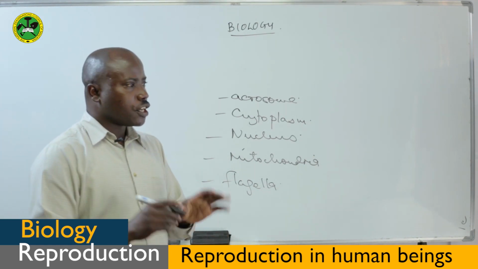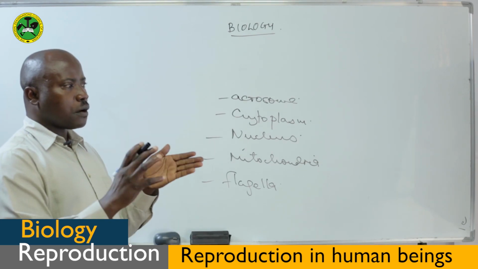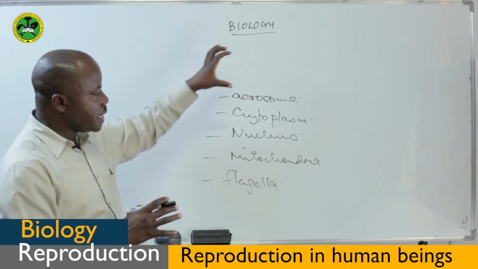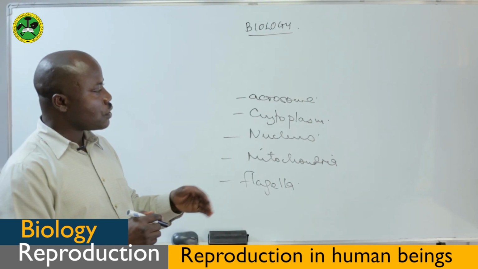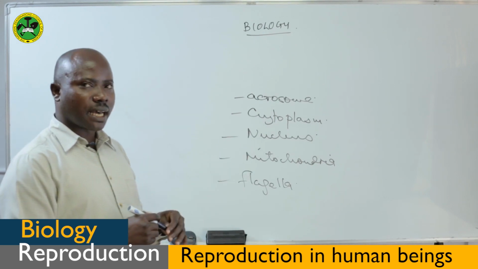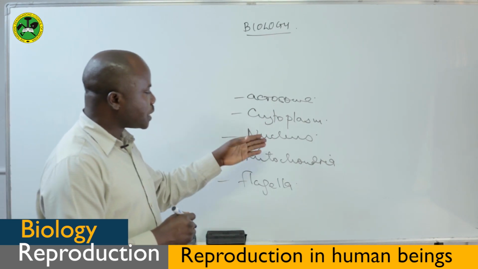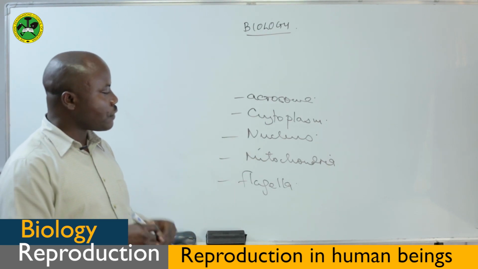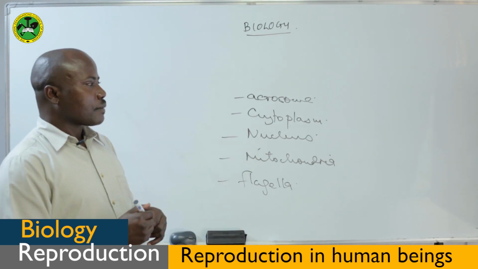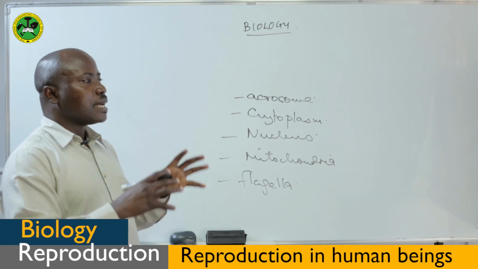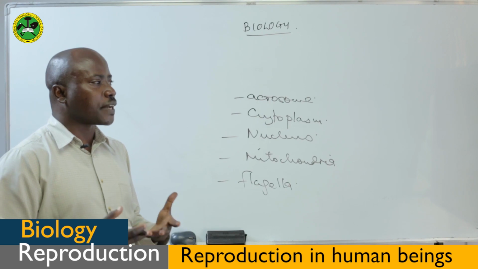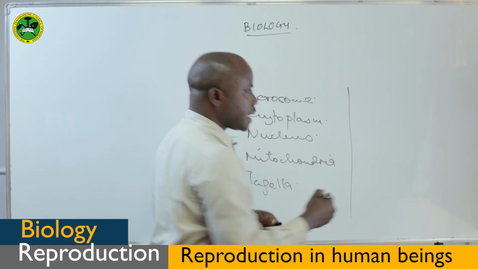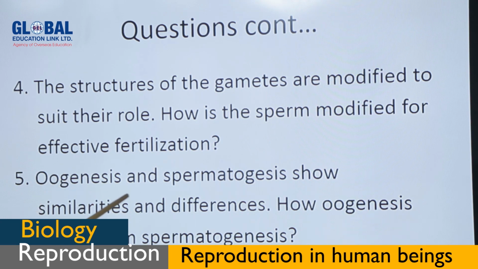It means, in order for the spermatozoa to perform fertilization effectively, they need to have these important features. Therefore, you'll say what the acrosome is there for, what the cytoplasm is there for, what the nucleus is there for, what the mitochondria is there for, what the flagella is there for. And that way you'll have explained how the sperm is modified for effective fertilization. But the next question says, oogenesis and spermatogenesis show similarities and differences. How does oogenesis differ from spermatogenesis?